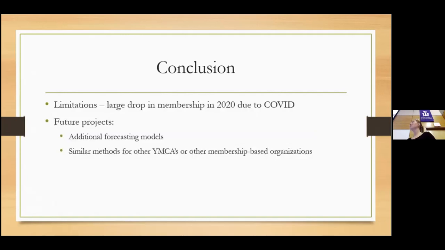Some of the limitations of this project: there was a large drop in membership numbers due to COVID, which made accurate forecasting more difficult. And for future projects, you could explore different forecasting models to see what their predictions would be, and also use similar methods for other YMCAs or other membership-based organizations.